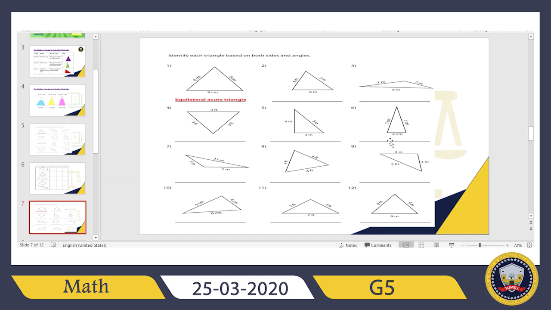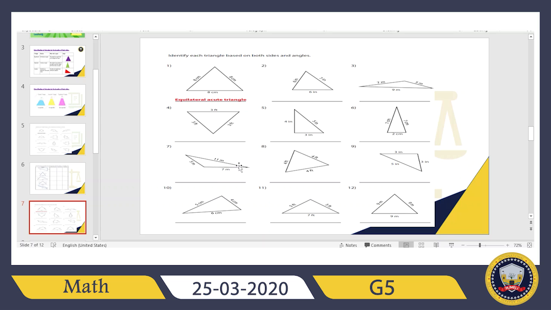Scalene triangle, right? Let's move to number 6. First side equals 7 centimeters, second side equals 7 centimeters, and the third side equals 2 centimeters. So I have two sides which are equal in their length. So I call this triangle an isosceles triangle, right? Isosceles triangle. Excellent.